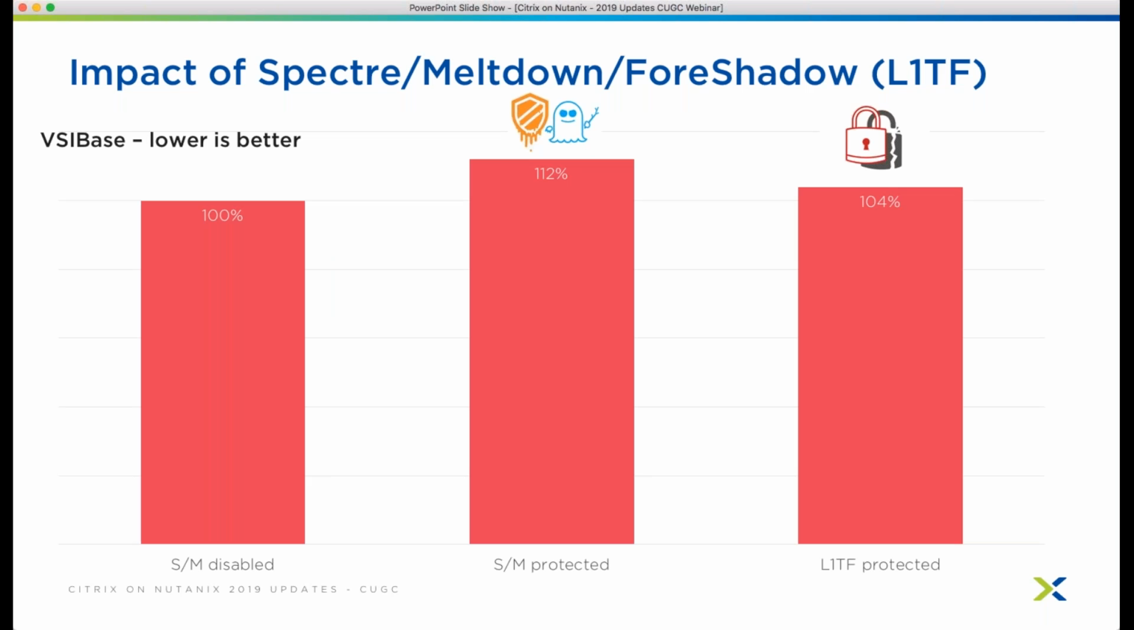When we look at the VSI base, which is the application response time, you see about a 12% jump in application response times, and then you see it go back down a little bit with the L1TF. The reason being that with the L1TF, since hyperthreading is disabled, we're using real cores instead of hyperthreaded cores, so that's where we're seeing some of that. But again, density is not going to be the same as we saw in our VSI max numbers.